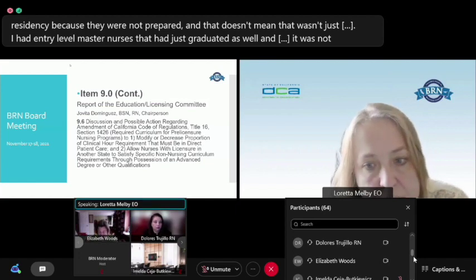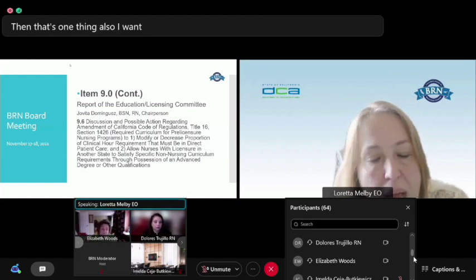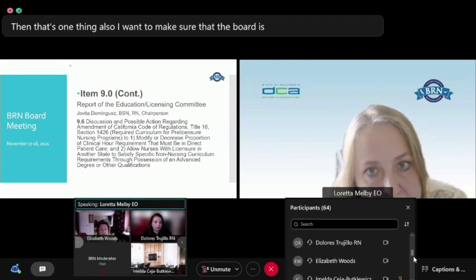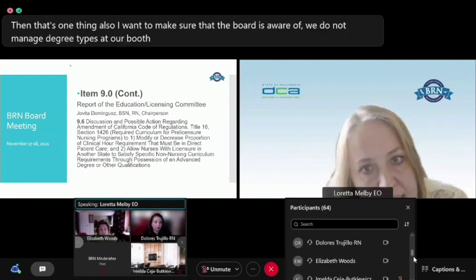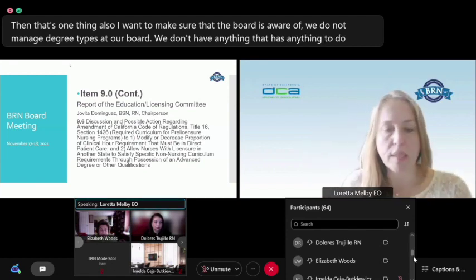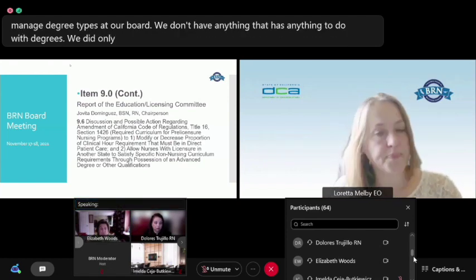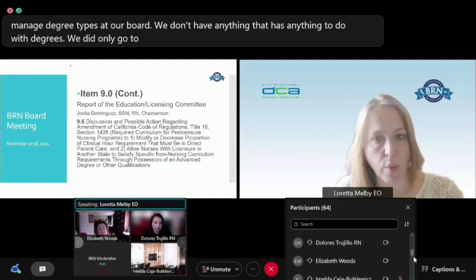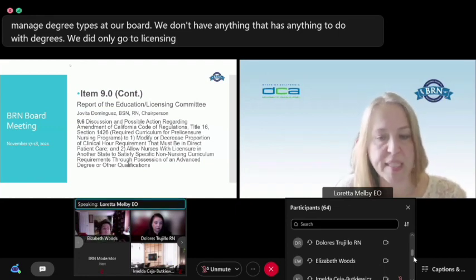And then that's one thing also I want to make sure that the board is aware of. We do not manage degree types at our board. We don't have anything that has anything to do with degrees. We only go to licensing requirements. And so I wanted to make that specifically clear.